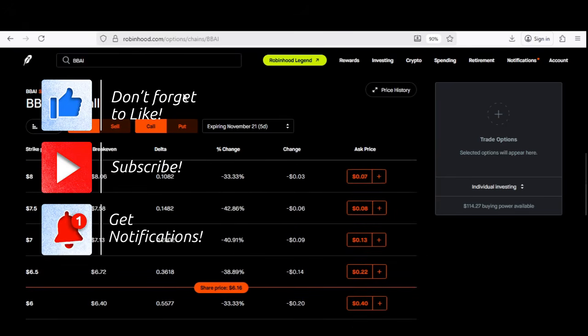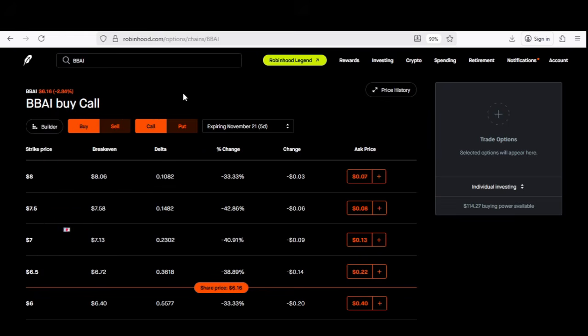Now, for those of you that are new to options, all this information down here represents the option chain. And what the option chain does is that it gives us enough information in order for us to make a very informed decision before going ahead and getting into any option contract.